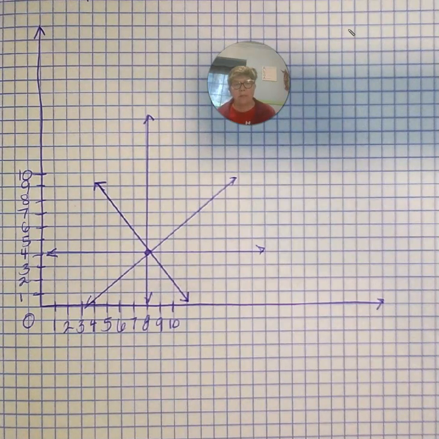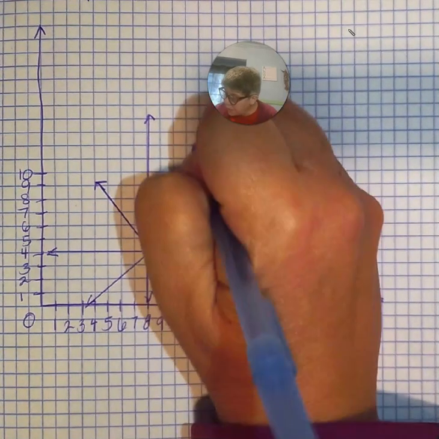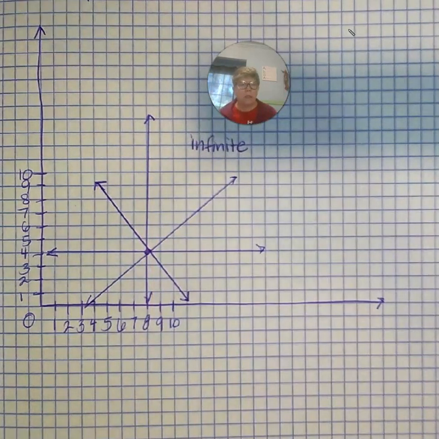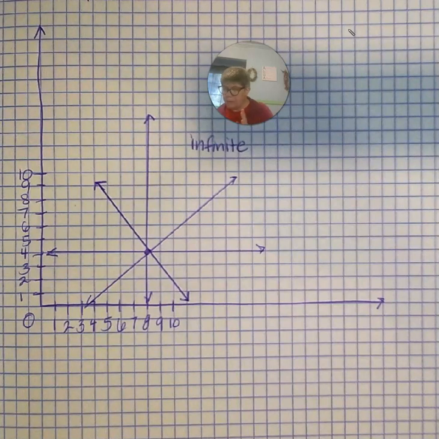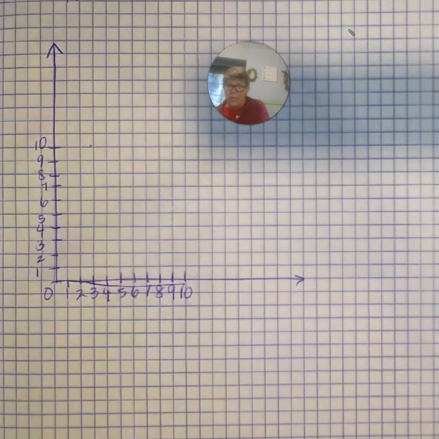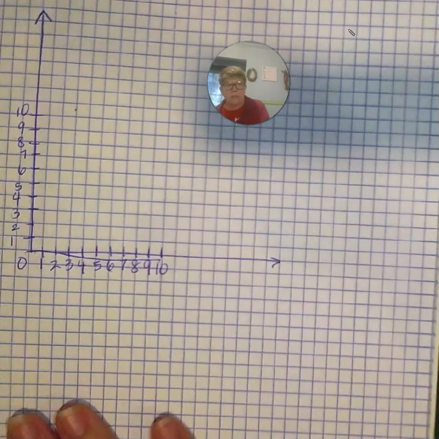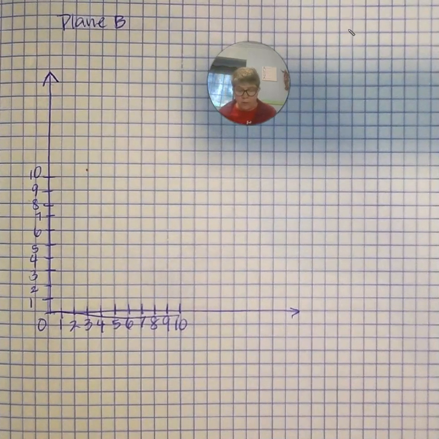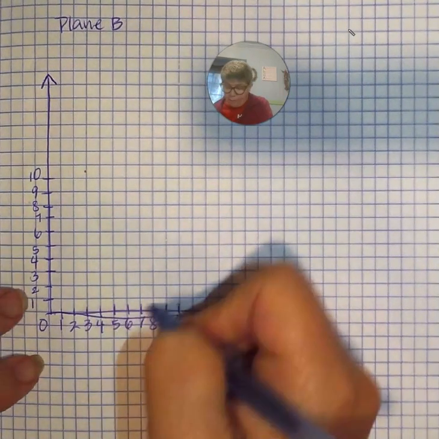Infinite number of lines. All right, so there's a word, infinite, meaning higher than we can count, more, ongoing forever. So we could make an infinite number of lines going through that point. Okay, now we're going to go to plane B in your book, and it looks very much the same. And on plane B, you're going to plot 2 points for me. Go ahead and plot point 8, 4 again.